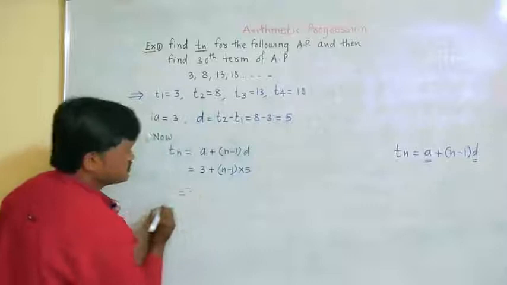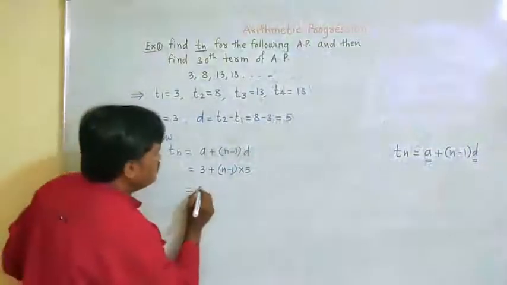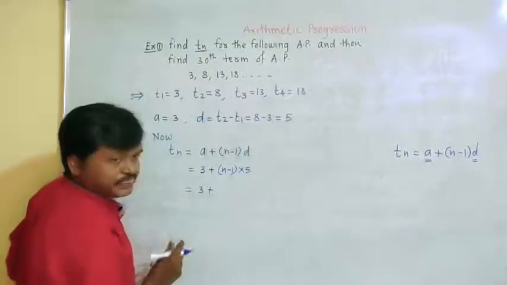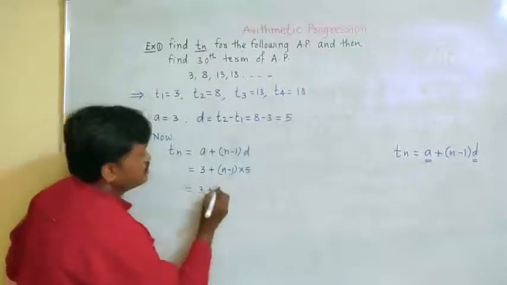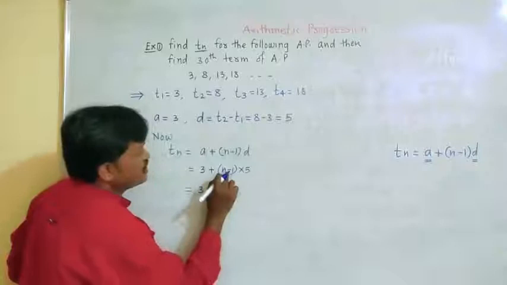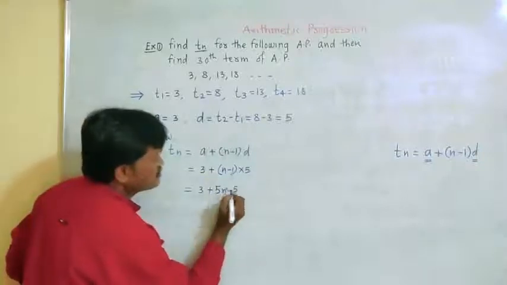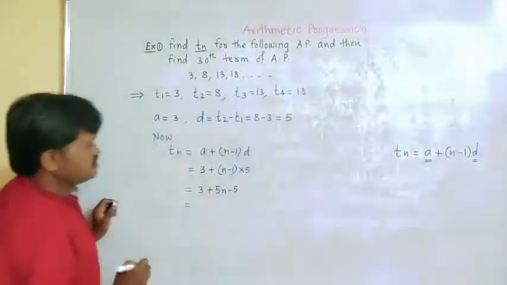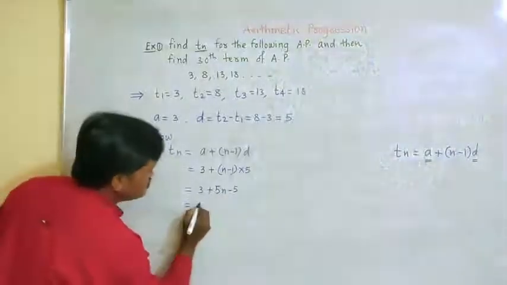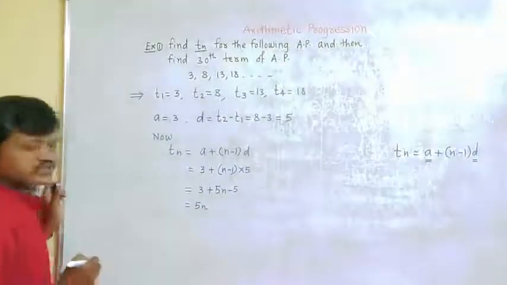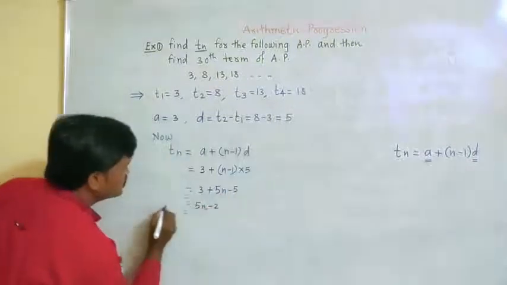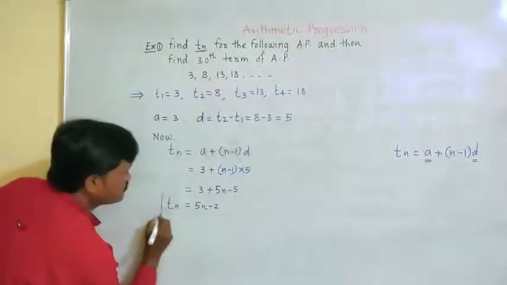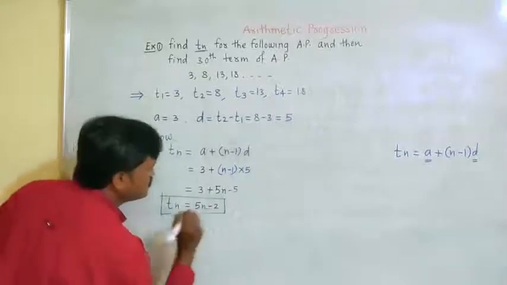Now simplify this. 3 plus, in bracket n minus 1, you multiply by this 5: 5 into n is 5n, and minus 1 into 5 is minus 5. So you write this 5n, then you subtract 3 minus 5, that is minus 2. So this is Tn.